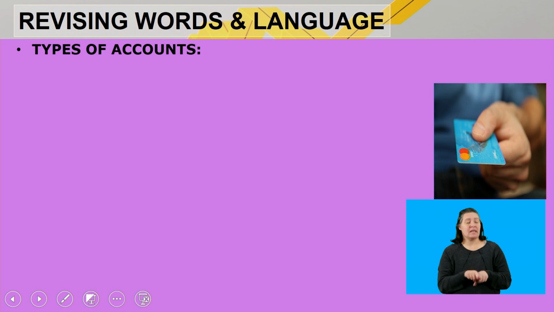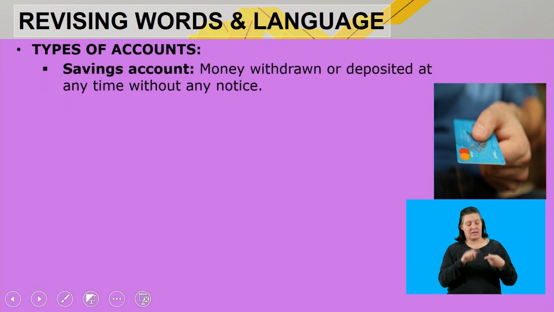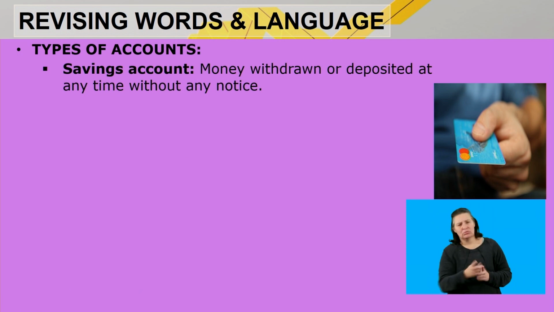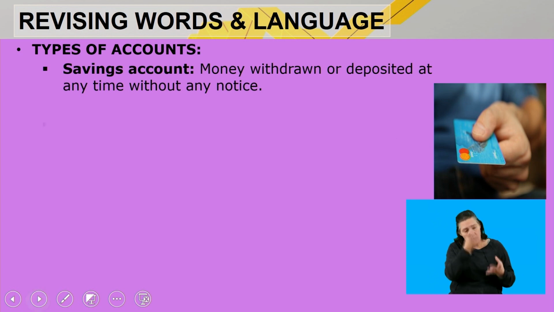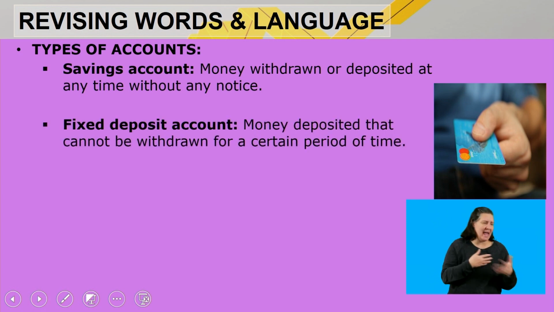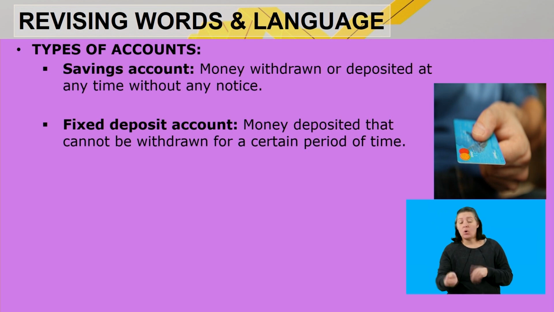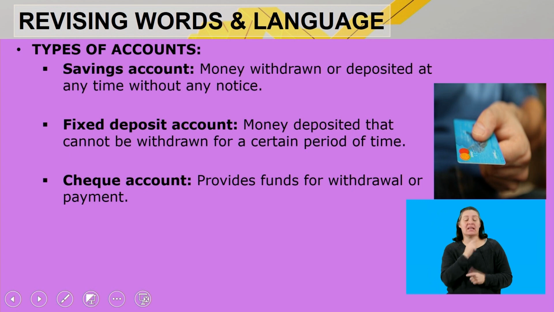Then we also looked at the types of accounts, where we indicated first that we have a savings account. That's money withdrawn or deposited at any time without any notice. We looked at fixed deposit accounts, where money is deposited that cannot be withdrawn for a certain period of time. Look at the difference between the two there. Then a cheque account provides funds for either withdrawal or for payments.